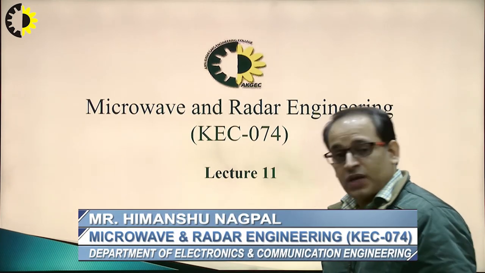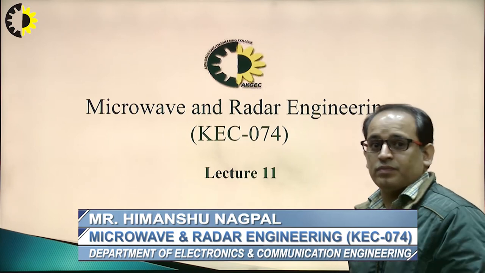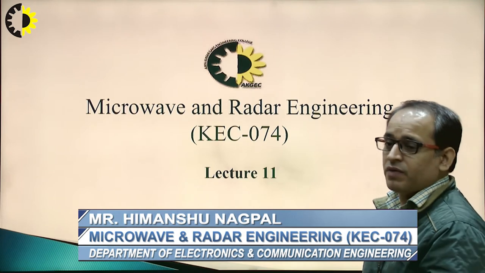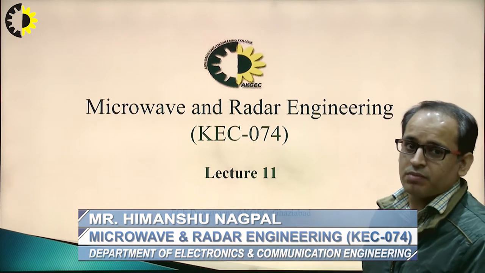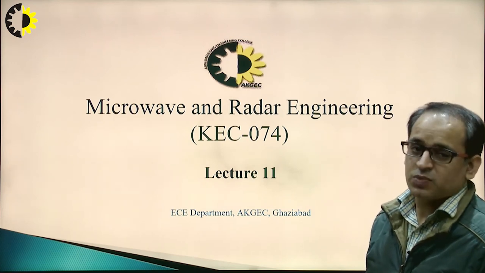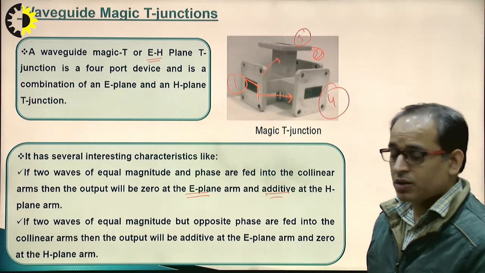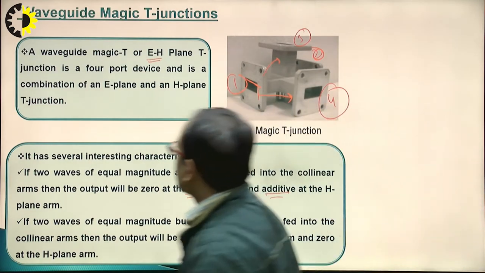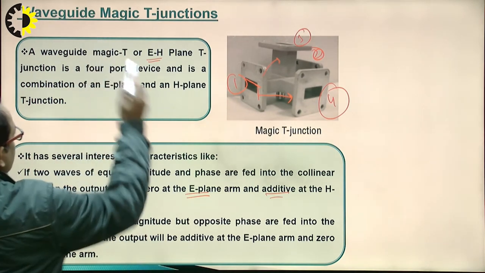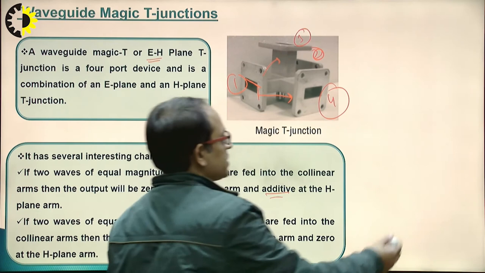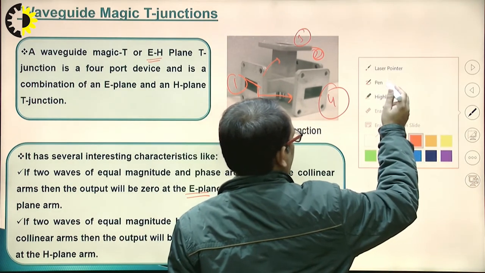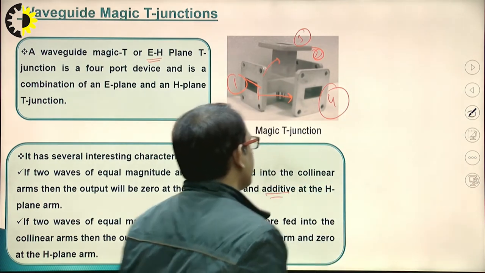In the last lecture, we discussed microwave devices. We discussed the T junctions and the S parameters, and the H plane T junction. Now, in today's lecture, we will discuss the waveguide magic T. This magic T is a combination of E plane T and H plane T.